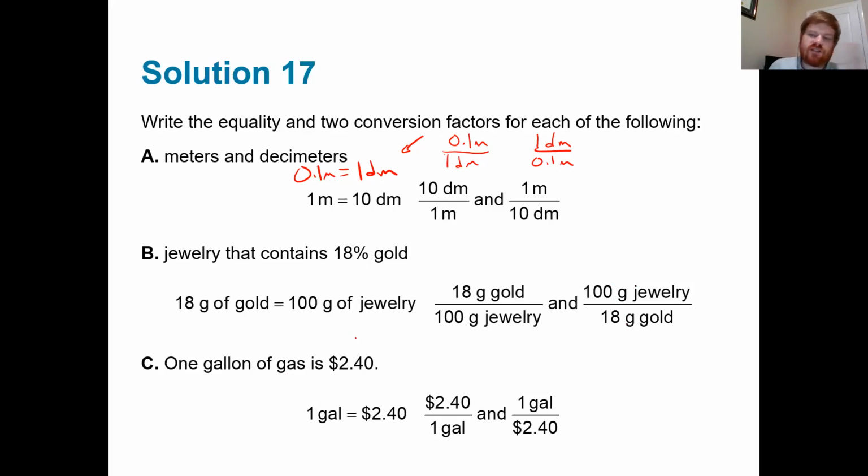Finally, 1 gallon of gas is whatever number it happens to be. Well, this is a conversion from gallon, which is a volume unit, abbreviated as GAL, to dollars, which is, of course, a money unit. In this case, it's $2.4 for every 1 gallon, or 1 gallon for every $2.4. And I know we switched to 5.4, but hopefully you get the idea from all of that.